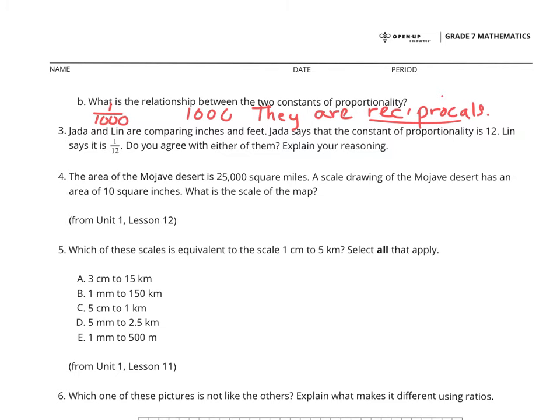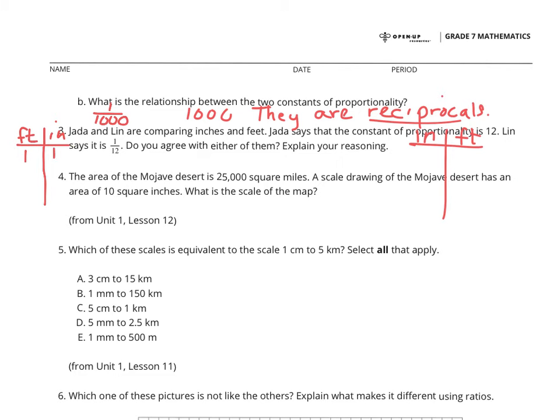Okay. All right, question number 3. Jada and Lynn are comparing inches and feet. Jada says the constant of proportionality is 12. Lynn says it is 1/12. Do you agree with either of them? Explain your reasoning. Sure, so the difference here is one of them is going from feet to inches, and the other one is going from inches to feet.